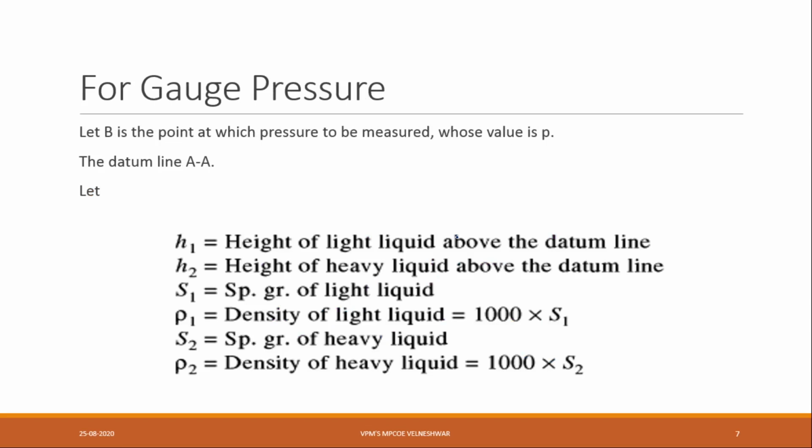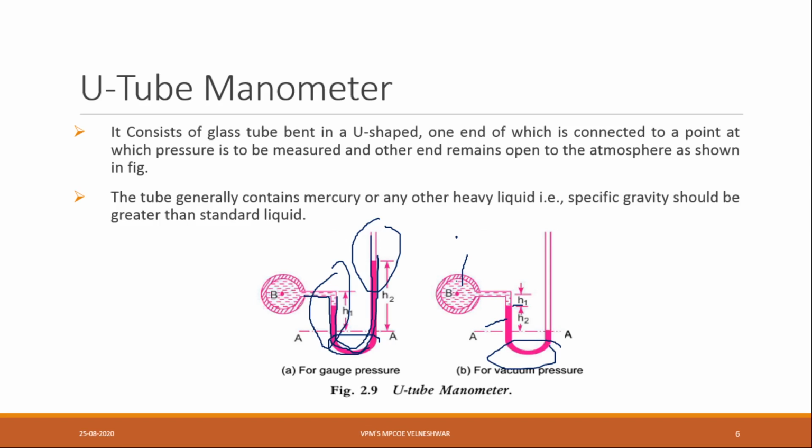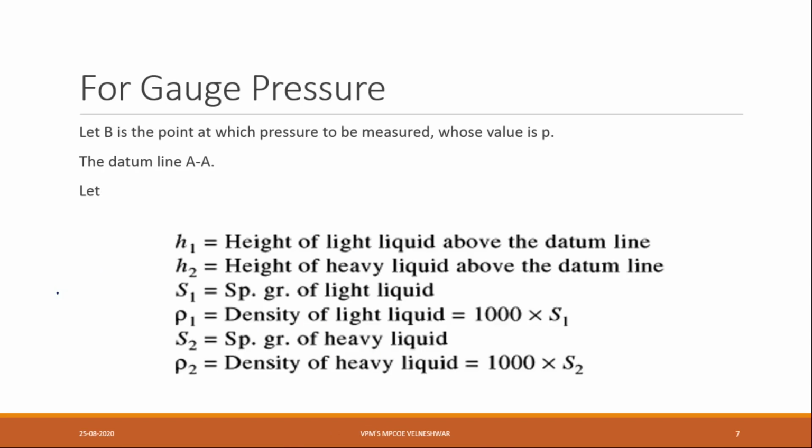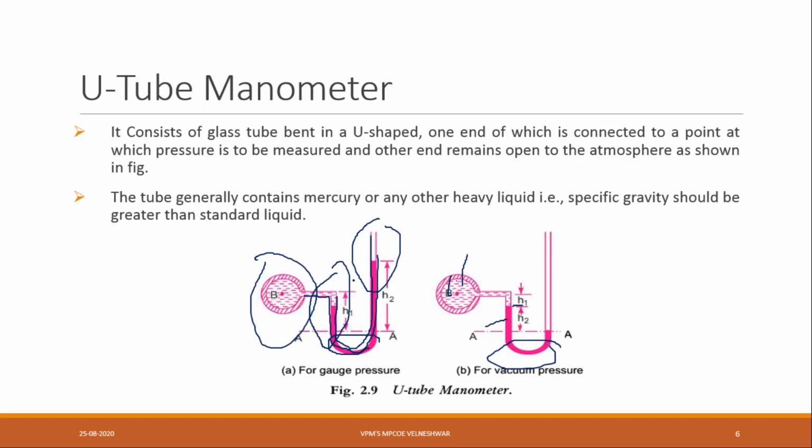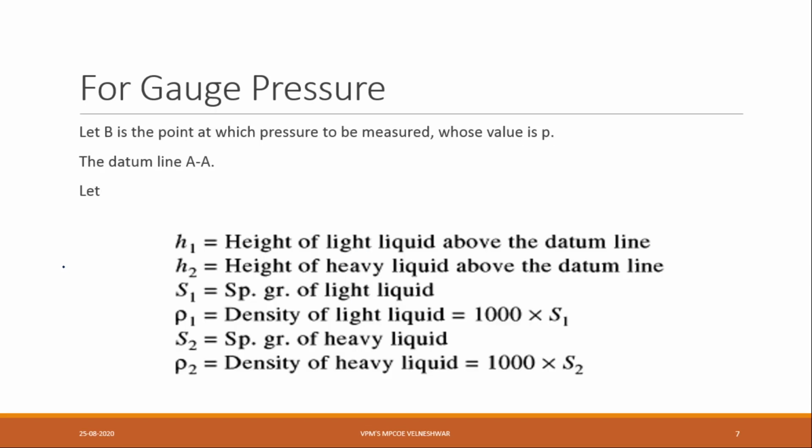Now for gauge pressure, let B be the point at which pressure is to be measured, whose value is P. Where is B? Here. This tank point I am taking as B, okay. The datum line AA means the axis line, you can say. Above the datum line we have to consider the value. Now H1 is the height of light liquid above the datum line, and H2 is the heavy liquid. Let us take light liquid as water and heavy liquid as mercury.